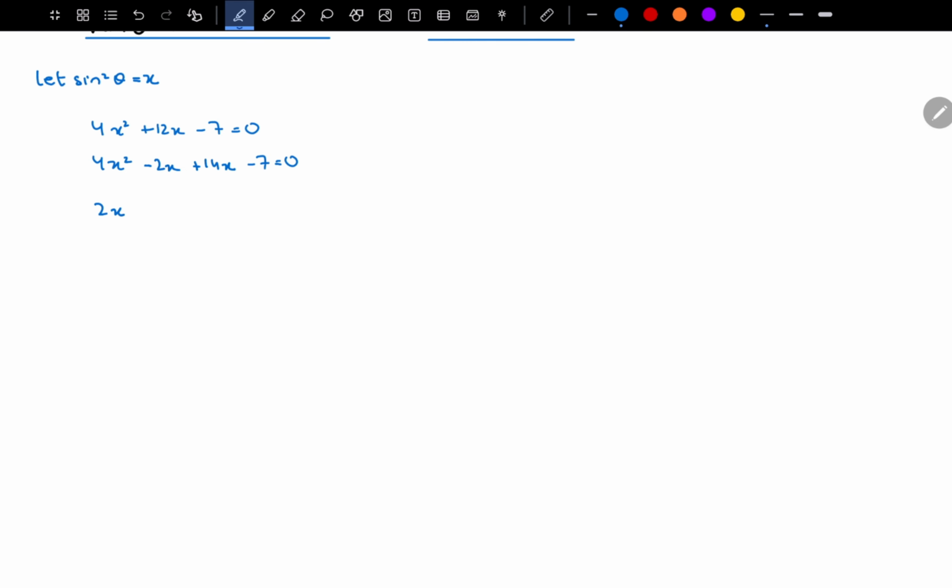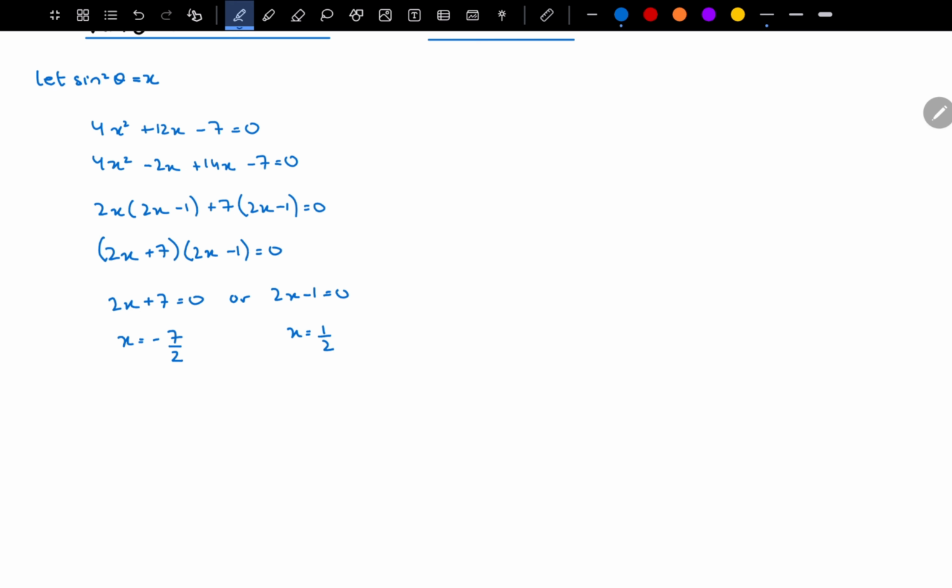Factorizing this will give us 2x into 2x minus 1 plus 7 into 2x minus 1 equals 0. So we have 2x plus 7 times 2x minus 1 equals 0. We will have 2x plus 7 equals 0, or x equals minus 7 upon 2, or 2x minus 1 equals 0, and x equals 1 upon 2.